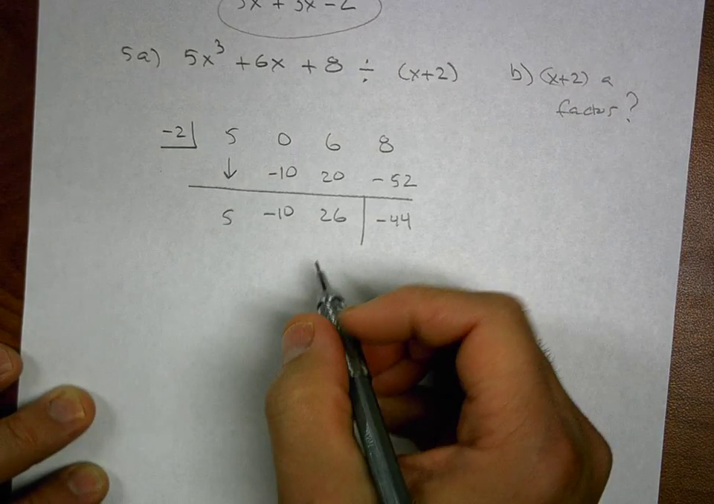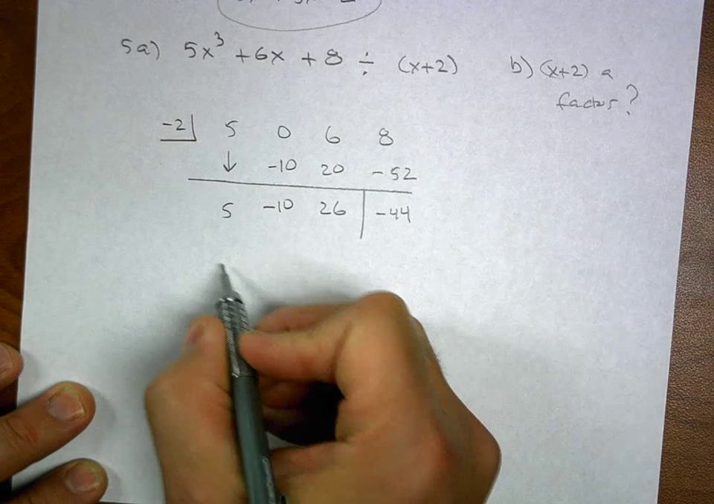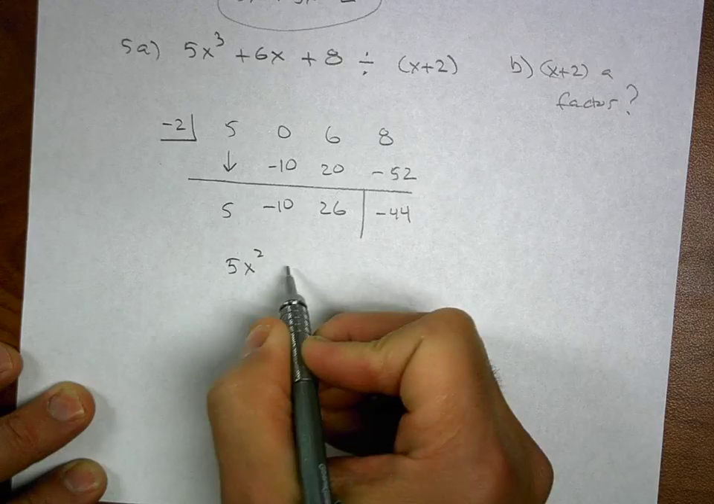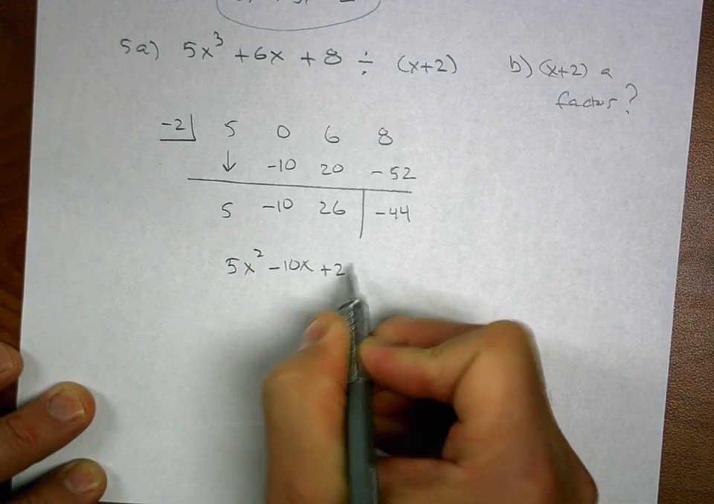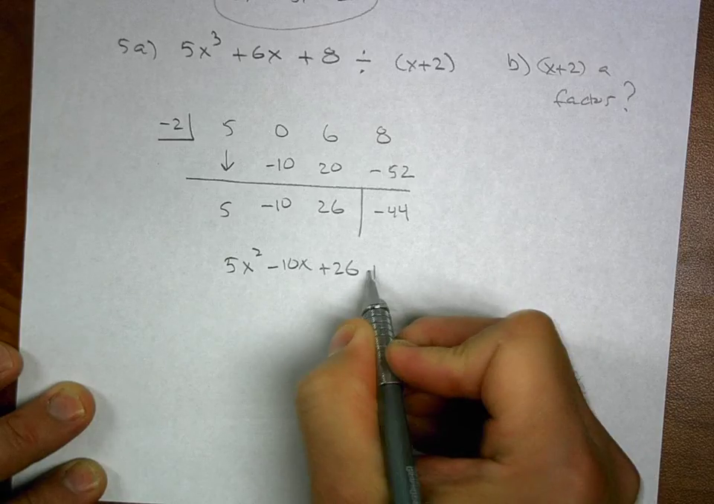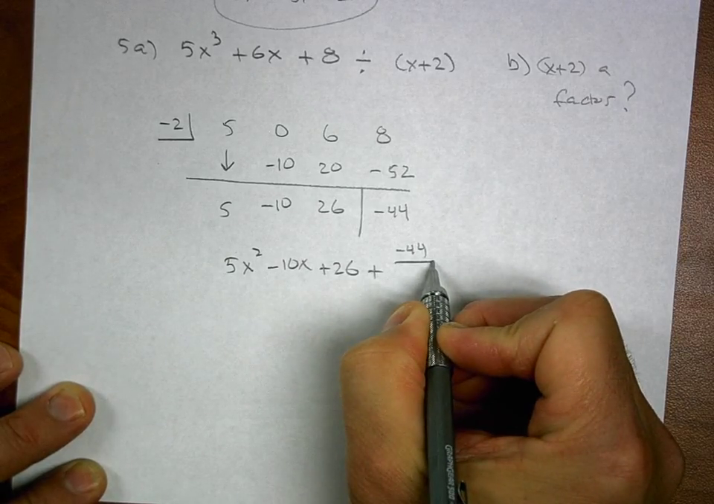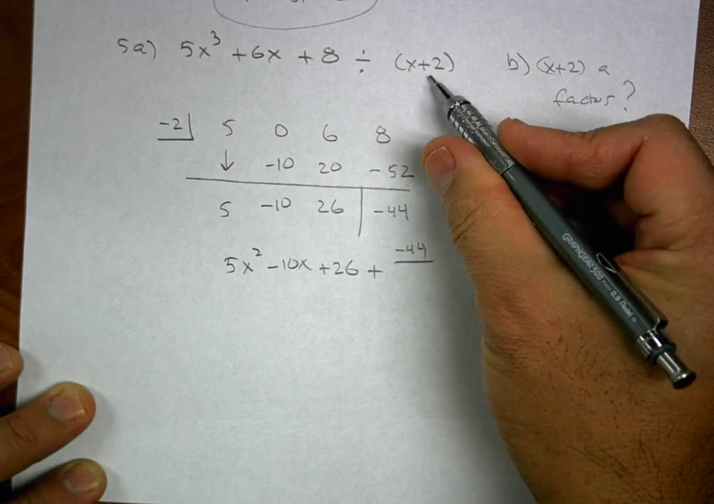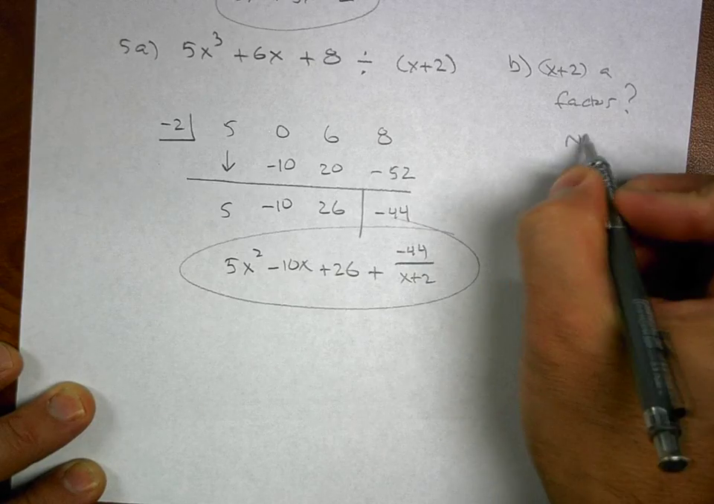What is our answer, if we divide this into that? 5x squared minus 10x plus 26 plus negative 44 over what? x plus 2. Good. Divisor, x plus 2. There we go. And no, it is not a factor. It is not a factor.